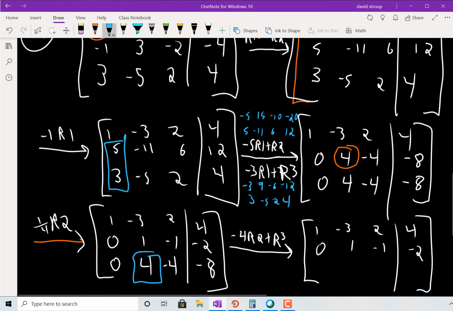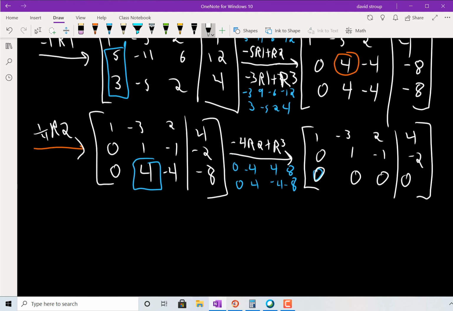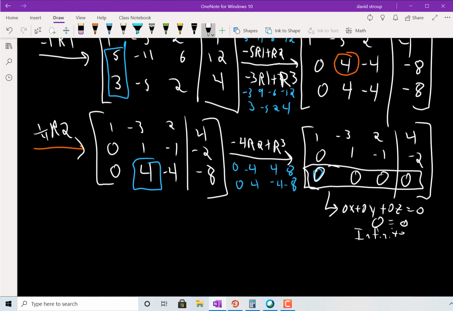So doing the arithmetic, I have 0, 4, -4, +4, +8, and then 0, 4, -4, -8. And what you get is a row of all zeros. Whoops. So we got 0, 0, 0, 0, and that is what happens when you have infinite solutions. If you were to rewrite it as an equation, you would get 0x plus 0y plus 0z equals 0, 0 equals 0, which is a true statement. So we have infinite solutions, and it's called the dependent case.